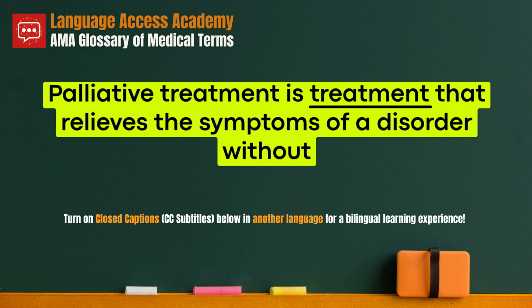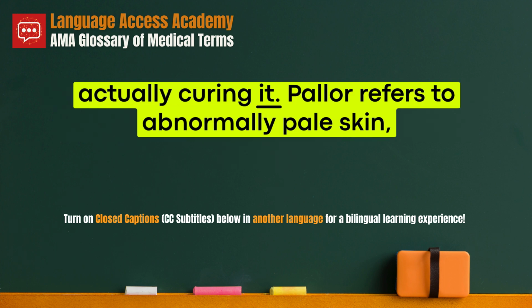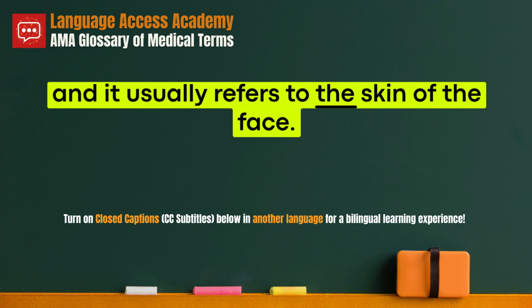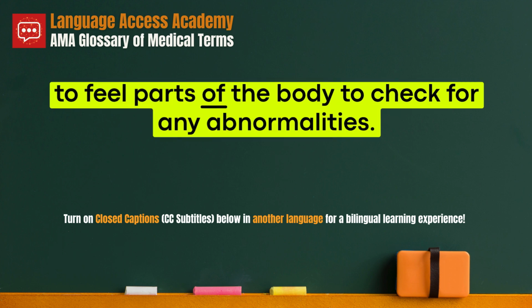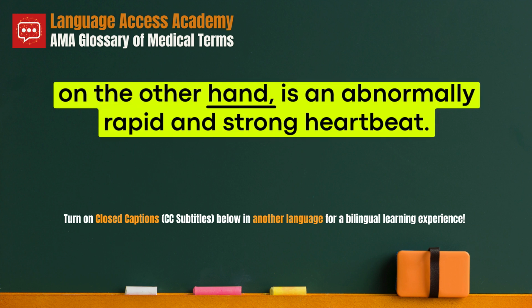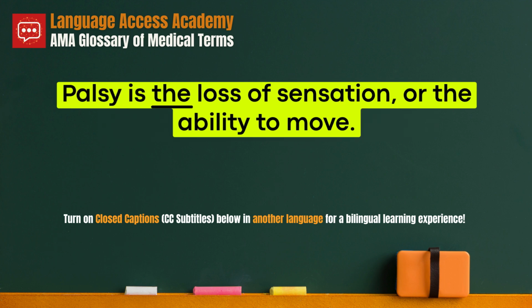Palliative treatment is treatment that relieves the symptoms of a disorder without actually curing it. Pallor refers to abnormally pale skin, and it usually refers to the skin of the face. Palpation is the use of the hands to feel parts of the body to check for any abnormalities. A palpitation, on the other hand, is an abnormally rapid and strong heartbeat. Palsy is the loss of sensation or the ability to move.